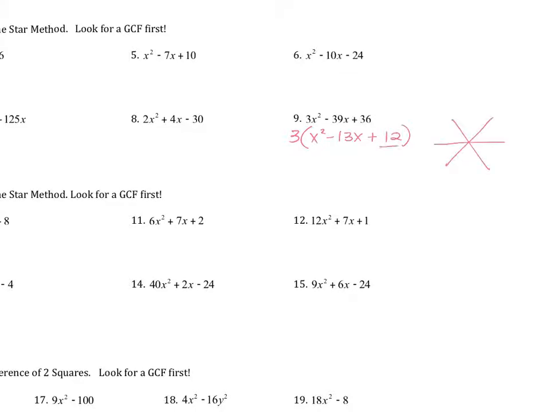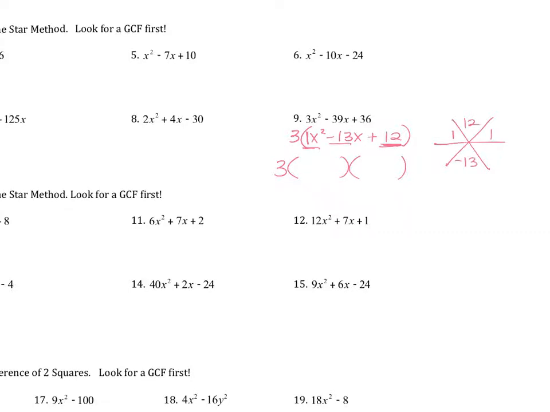These aren't perfect squares, so you can't do a perfect square trinomial. So it's going to end up being something like this. And we just got to figure out what goes in there. So our a term is 1. That's these guys. Our c times a would be 12. And then our b term is negative 13.